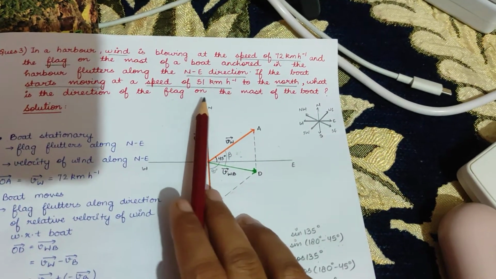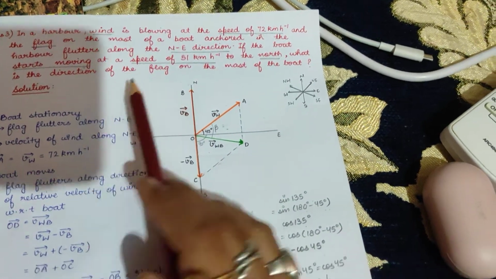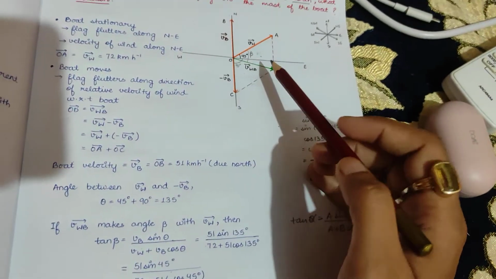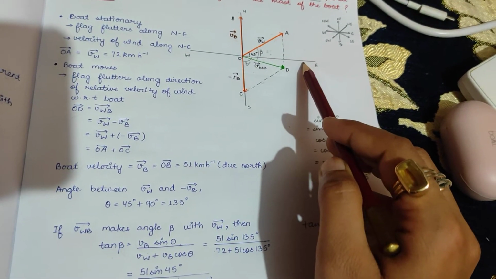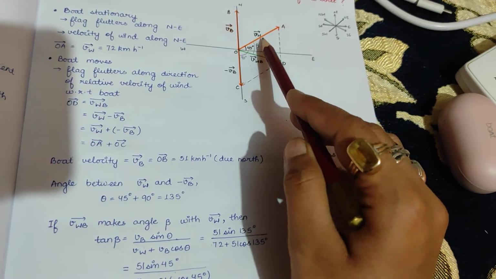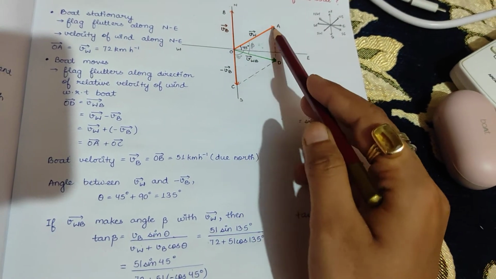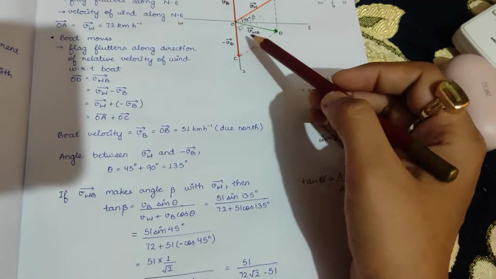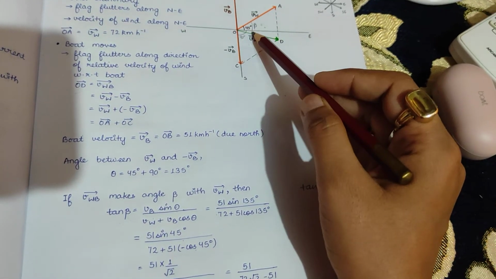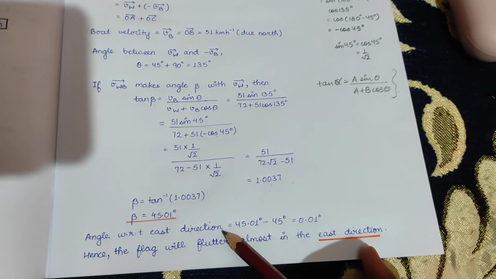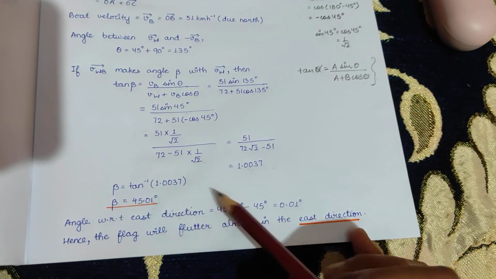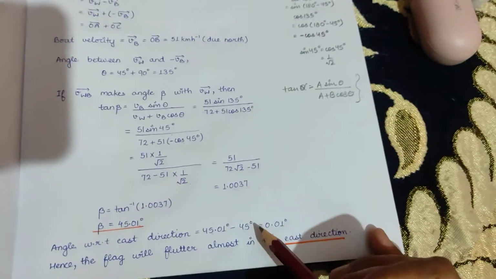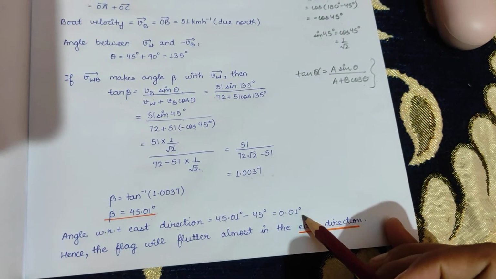Fine. Now, what we had to find here was the direction of the flag on the mast of the boat. The angle of the velocity of wind with respect to the east direction is 45 degrees, but we have got this angle beta as 45.01 degrees. So the angle with respect to the east direction will be this beta minus the northeast direction angle. So we are getting it as 0.01 degrees.